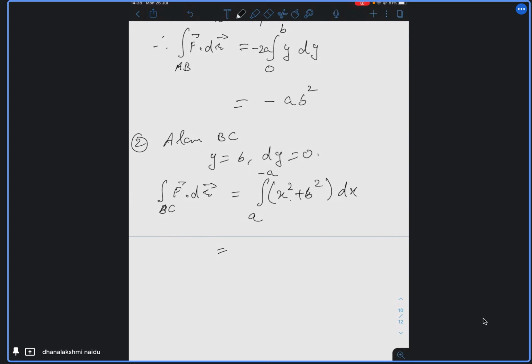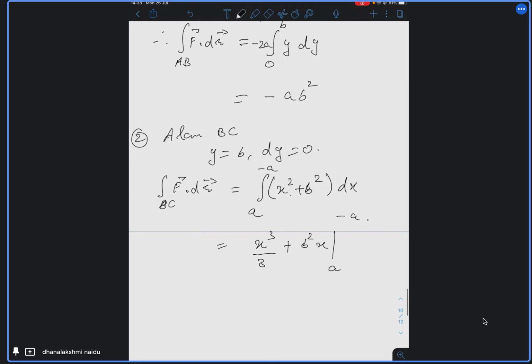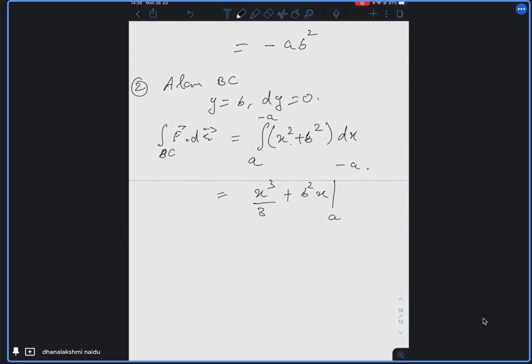First term you will get x cube by 3 plus b square into x, limits a to minus a, you need to substitute. Substitute and tell me the answer. Simplify it. Minus 2 of a cube by 3 plus b square, minus 2a cube by 3, minus 2ab square.